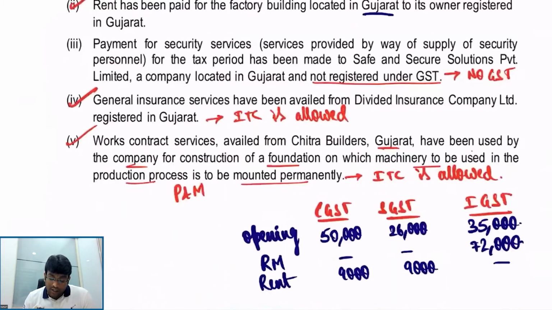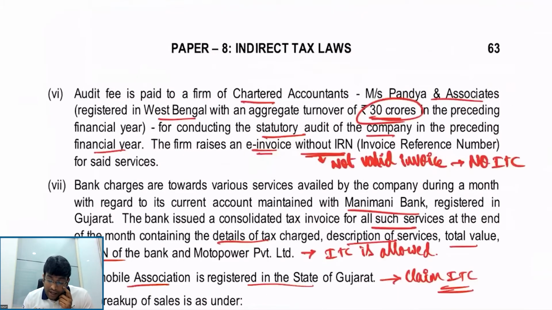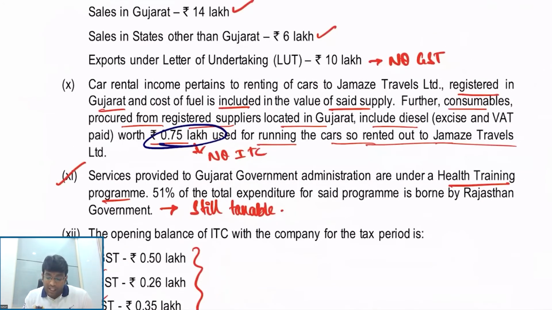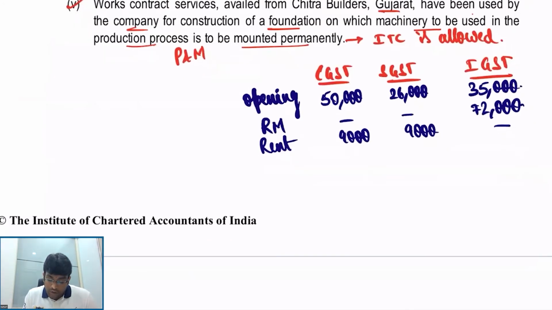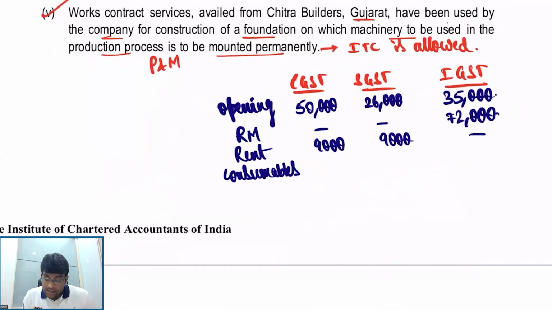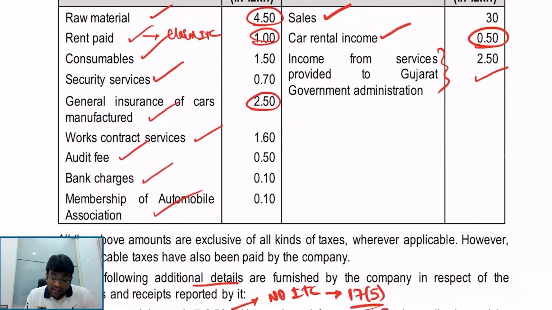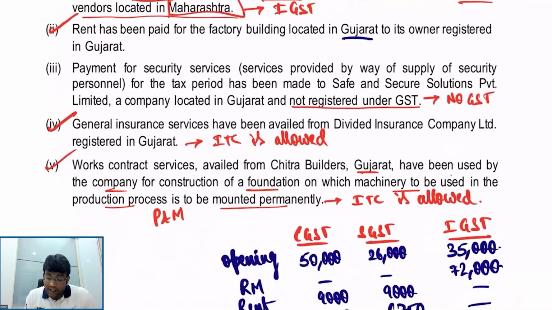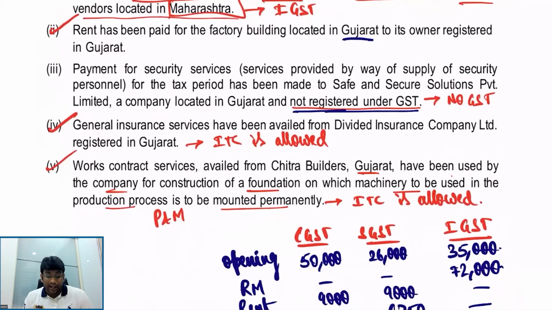Next. Then what else we have? Consumables. 1,50,000 is consumables, but out of that, please observe that 75,000 is towards diesel. On that, I will not take credit. Balance only, I'll take credit. So, what is the balance figure? 75,000. On 75,000, what percent? 9%, 9%. 6,750 and 6,750. Making sense, my dear friends? Exactly. Then, security services, 70,000. They are not registered in GST, so there is no question of taking credit.